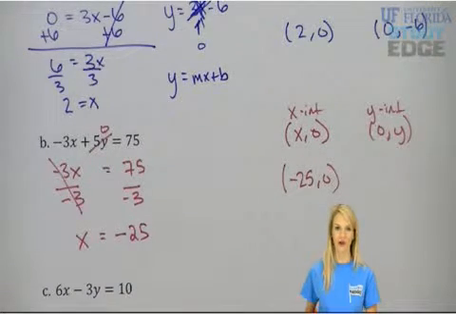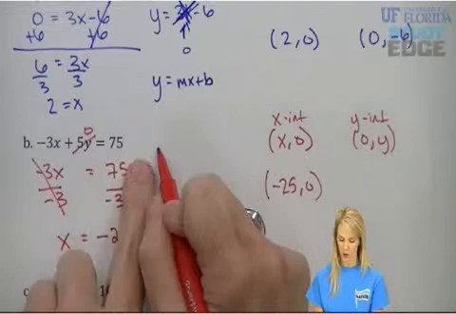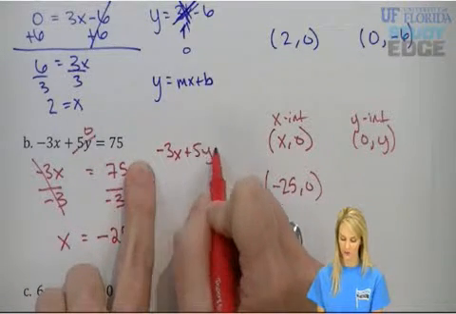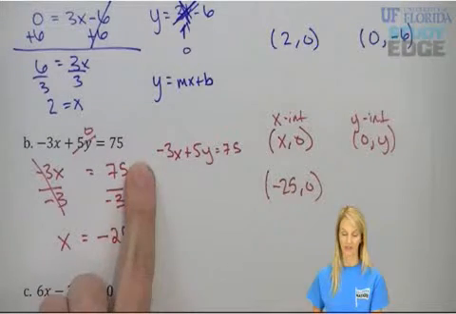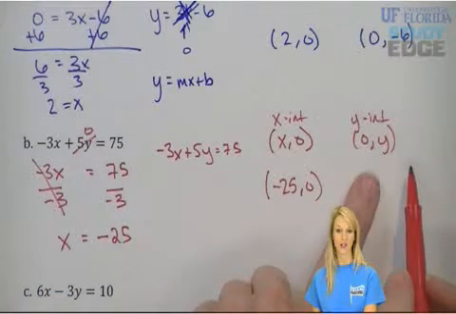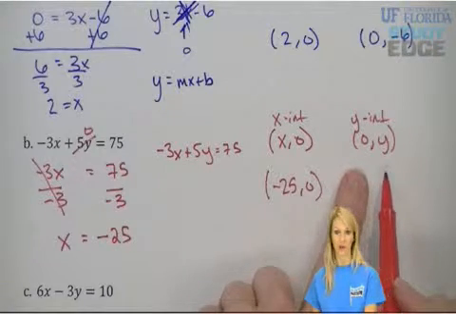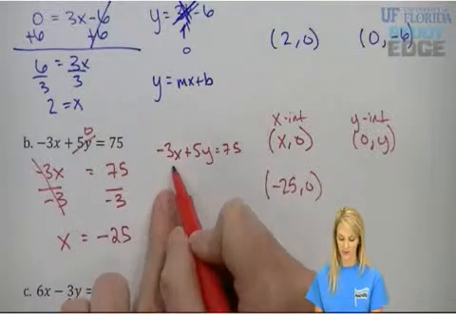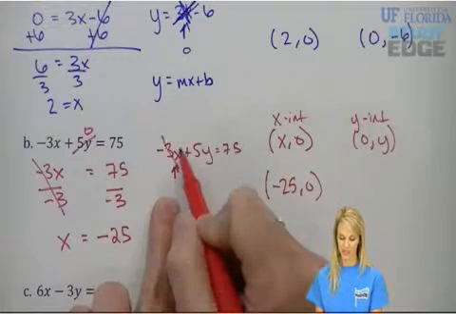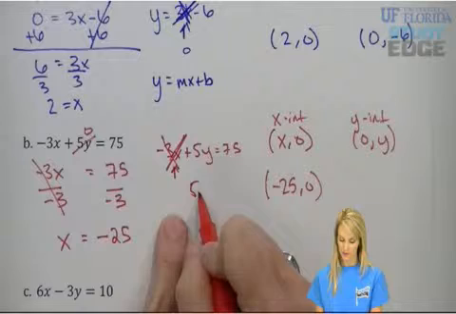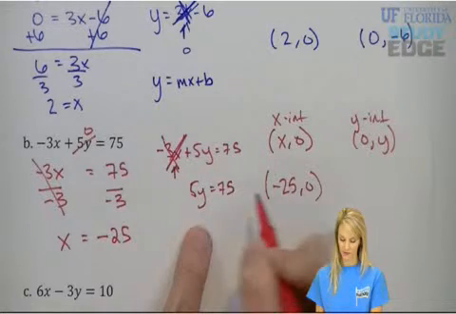All right, let's get that y-intercept. We're not quite done. Our y-intercept, we start with our equation: negative 3x plus 5y equals 75. Well, our y-intercept occurs where x is equal to 0, and the line is going through our y-intercept. So x is 0. If x is 0, then this cancels out, right? Negative 3 times 0 is just 0. So we get 5y equals 75.